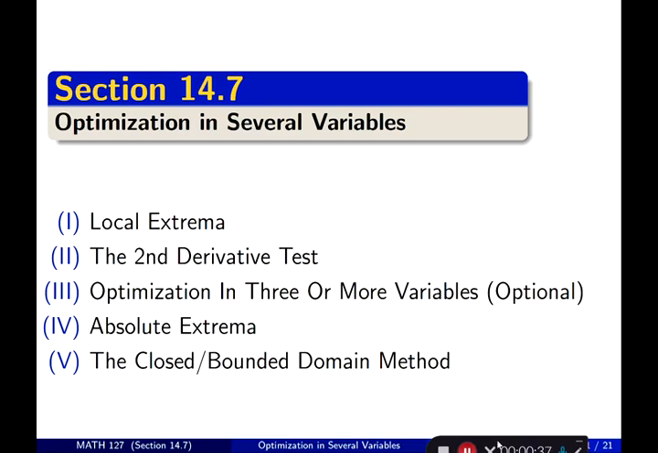Then we do absolute extrema. Then we do the closed and bounded domain method. And so each one of these has an analogous part in calculus of one variable, basically.